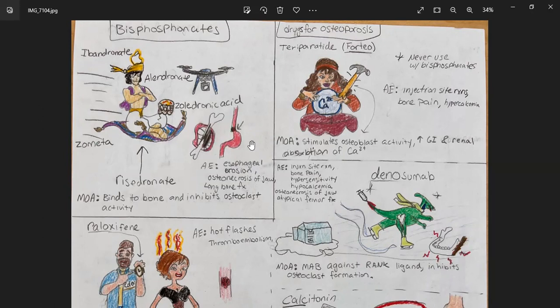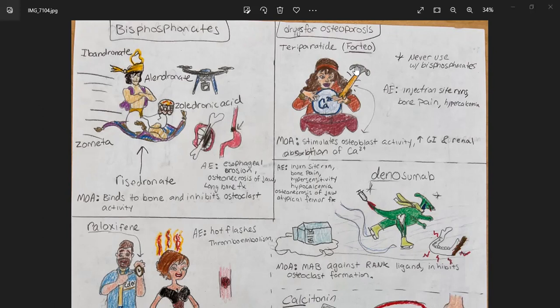Adverse effects are esophageal erosion, osteonecrosis of the jaw. Maybe that's what this is for. I think that's what this is for. Your jaw will get, I don't know. And then long bone dysfunction. Sorry, I don't know what that's supposed to represent. My bad.